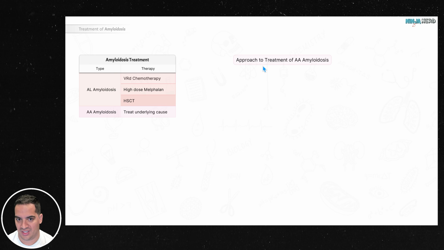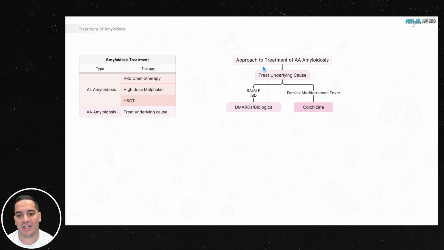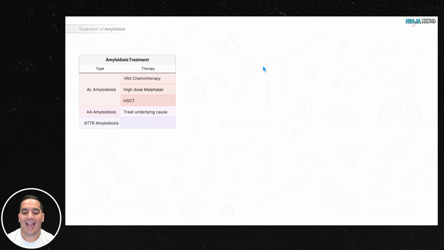It is colchicine. So again, how do we remember this? If it's usually those patients who have RA, SLE, inflammatory bowel disease, you're treating them with DMARDs or some type of biologic. If it is familial Mediterranean fever, it is colchicine. Don't forget that.